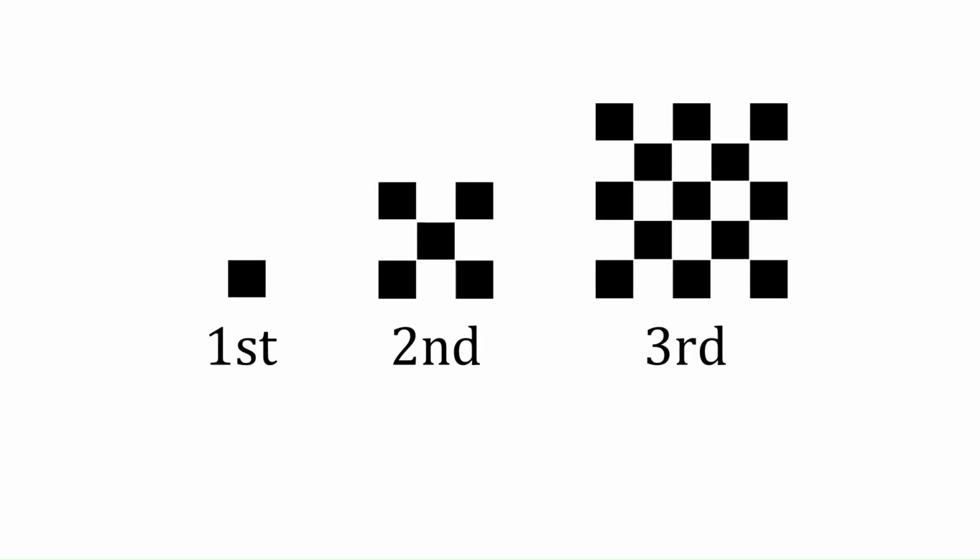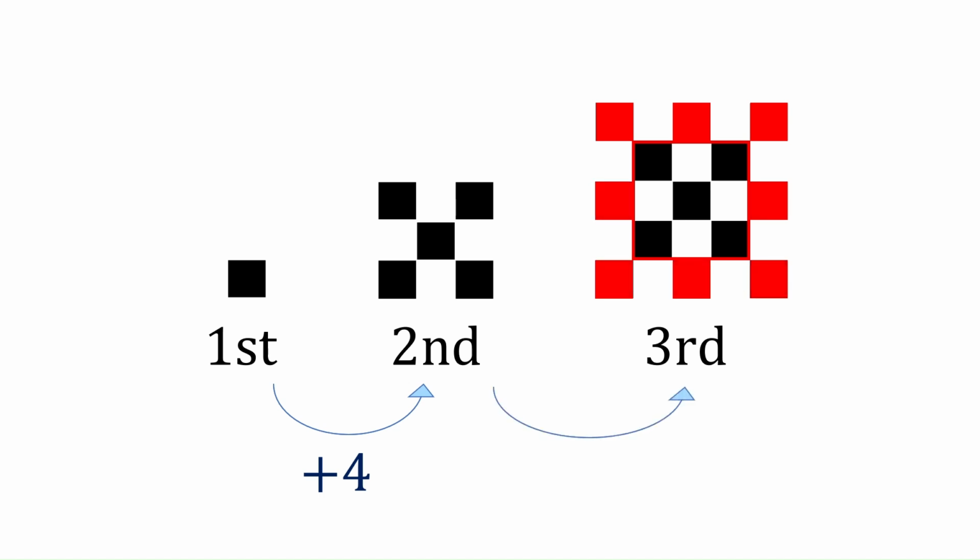From our first shape, it's quite easy to see we can surround this black tile with 4 black tiles in all the corners to get our second shape. To get from our first to our second shape, we add 4 black tiles. Equally, to get from our second to our third shape, we can find our second shape in the center here, and we add 8 tiles on the edges to get the third shape.